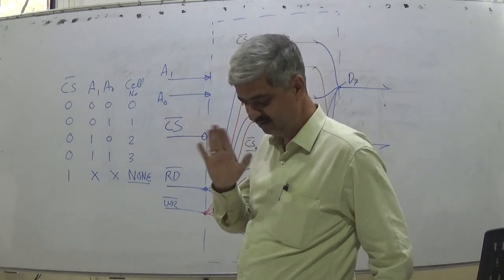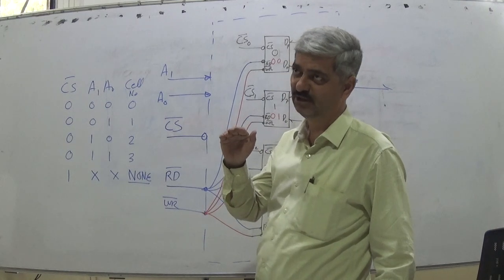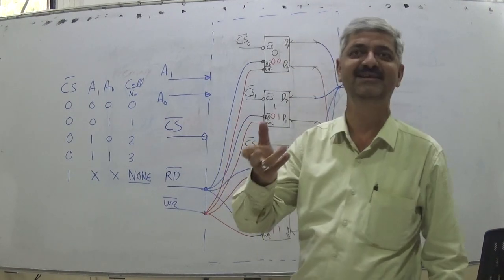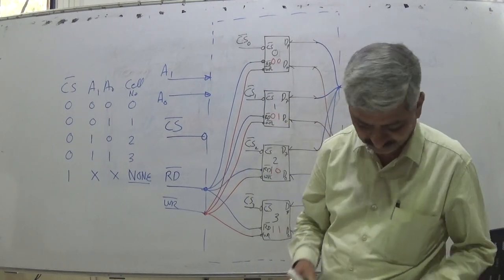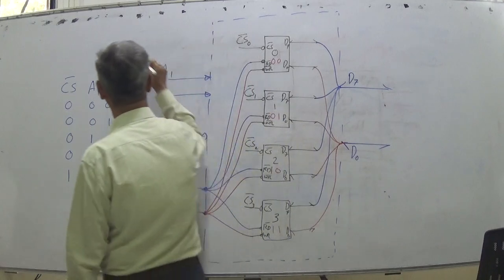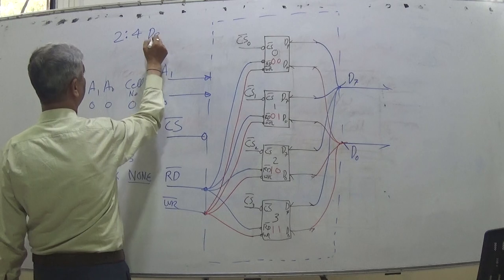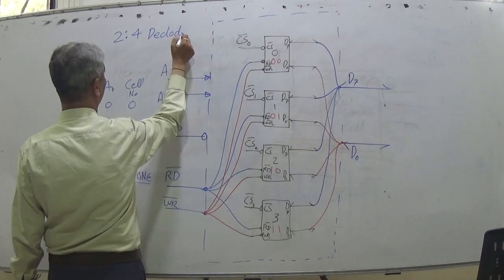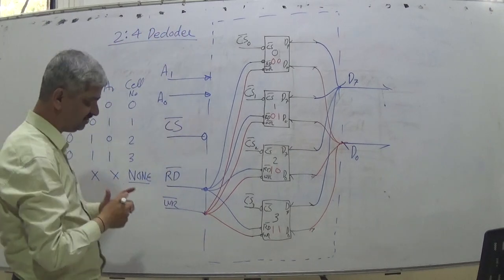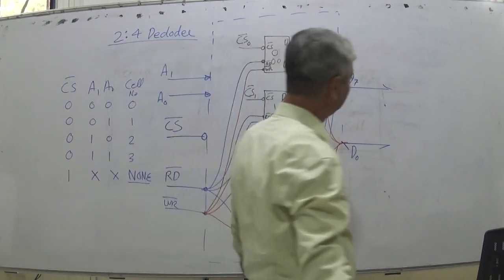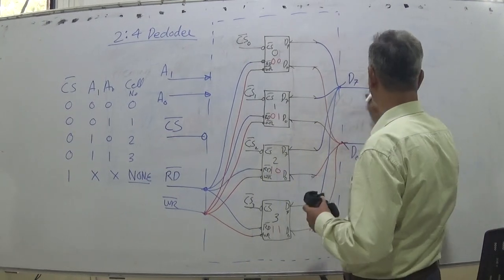Now we don't want to take your time in unnecessary, irrelevant discussion. So for the decoder, we talk of the 2:4 decoder. The word demultiplexer we don't use. Those who want a detailed study, if they get some additional time, may do so, otherwise not. So what is a 2:4 decoder?